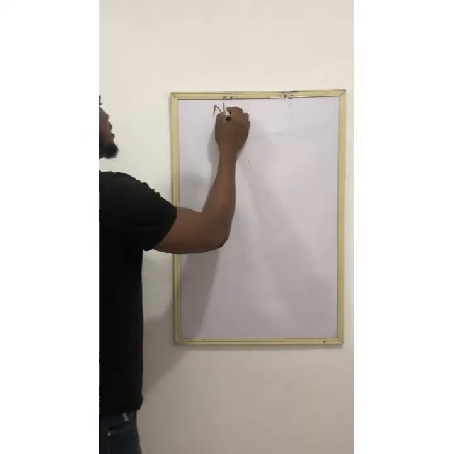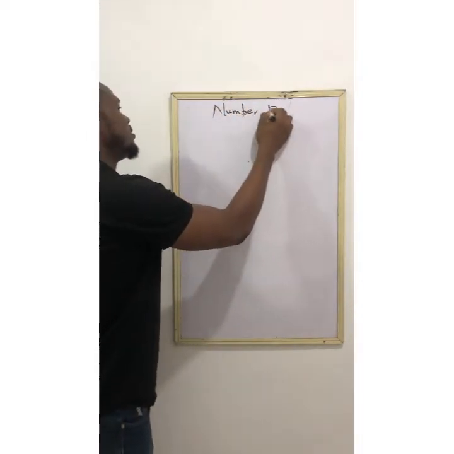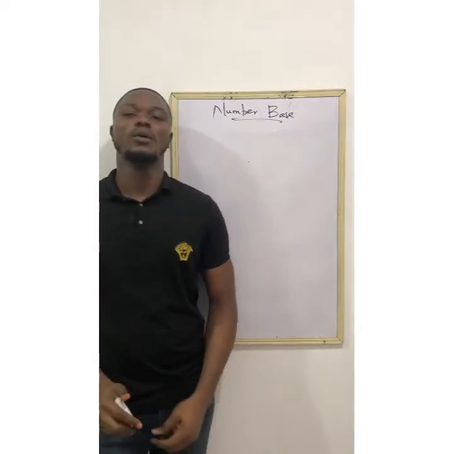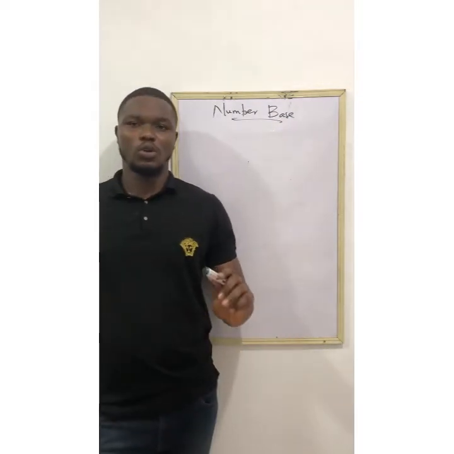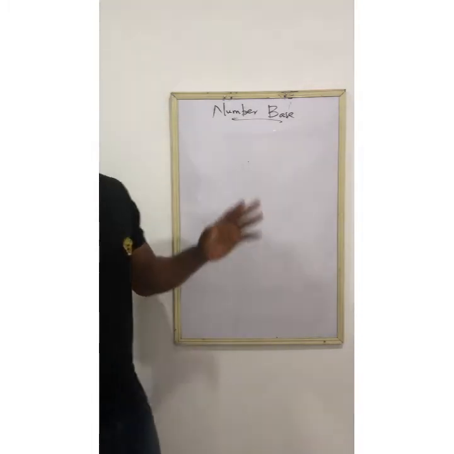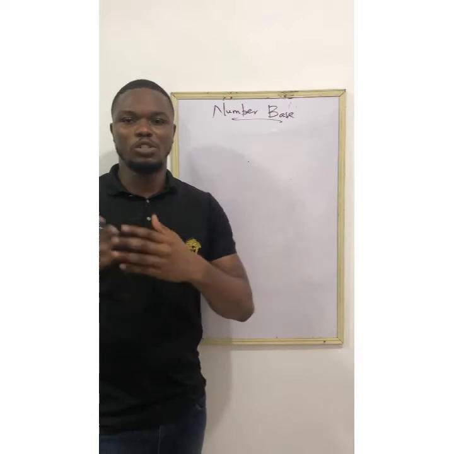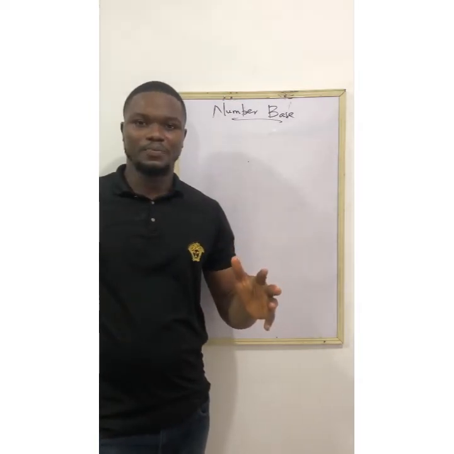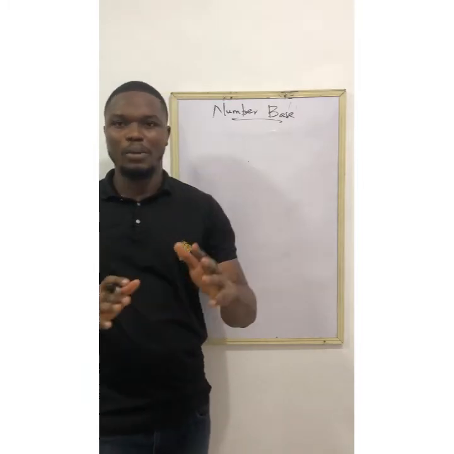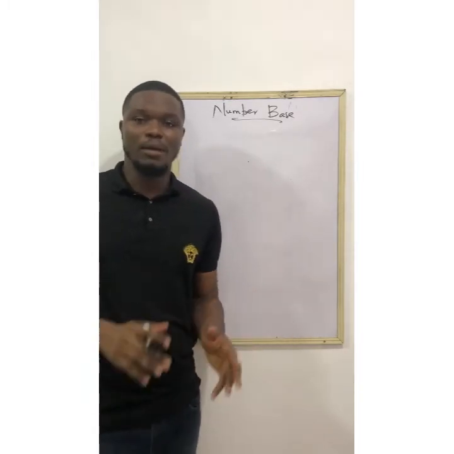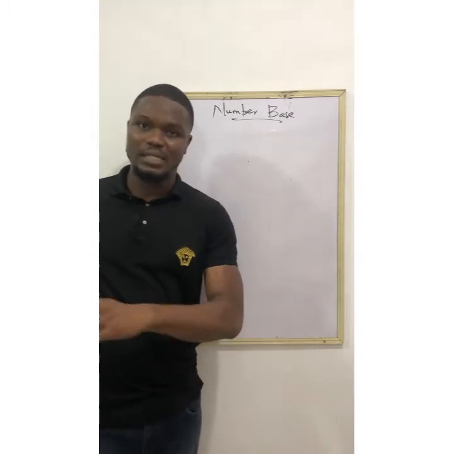Number base is a system of writing numbers. It's a system of writing numbers, right? There won't be too much talk so that you understand what it's all about. In our daily calculations, when you multiply or add numbers, our normal calculation is always in base 10. But there are other bases. It can be base 2, base 3, base 4, base 5, base 6.